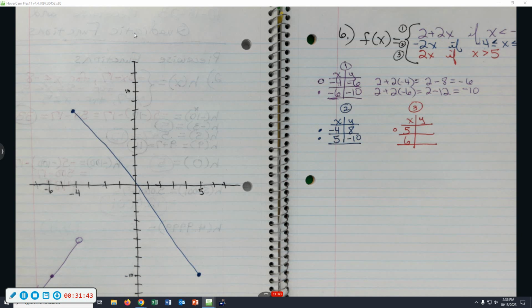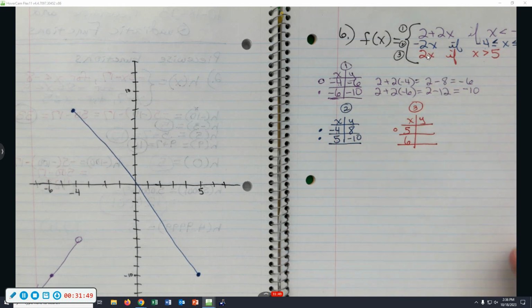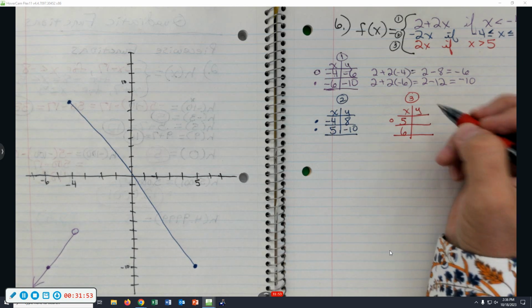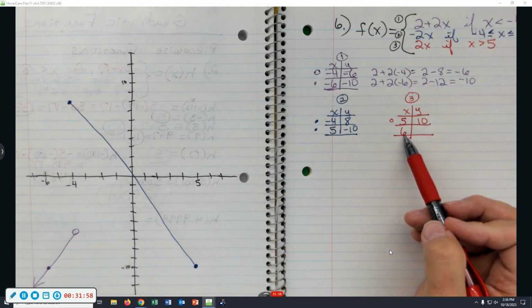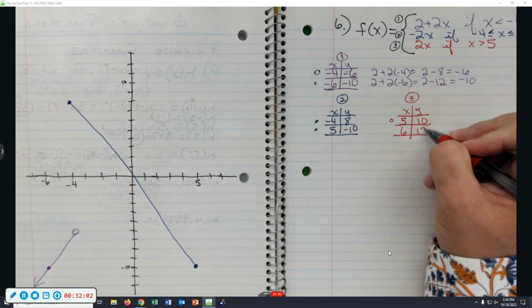Because if I use 7, I'm getting up 14 units. That's getting mighty far off. Take the 5, plug it into the red piece. What am I going to get? +10, I agree. Take 6, plug it in. +12.